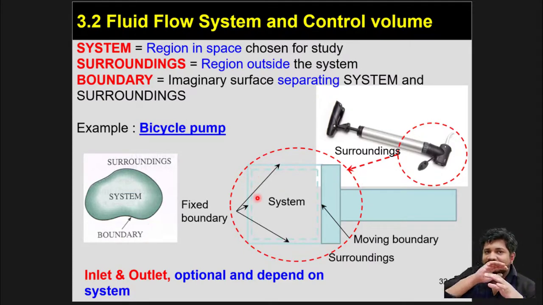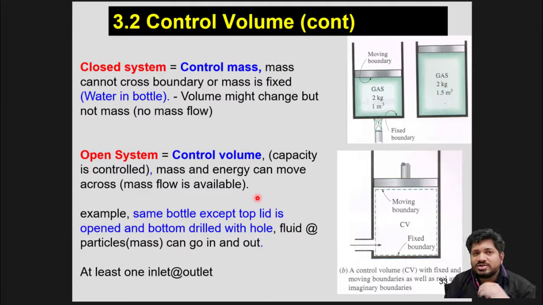Now the system can either have an inlet and outlet, or it does not. If a system does not have any inlet and outlet, it is called a closed system, okay? In a closed system, the mass cannot cross the boundary. Remember what I told you about the boundary, and the mass is fixed. For example, you've got a closed water bottle, so the mass cannot exit or enter, but the volume might change. Let's say you've got a gas, and the volume of the gas has changed upon heating. However, the mass remains constant.